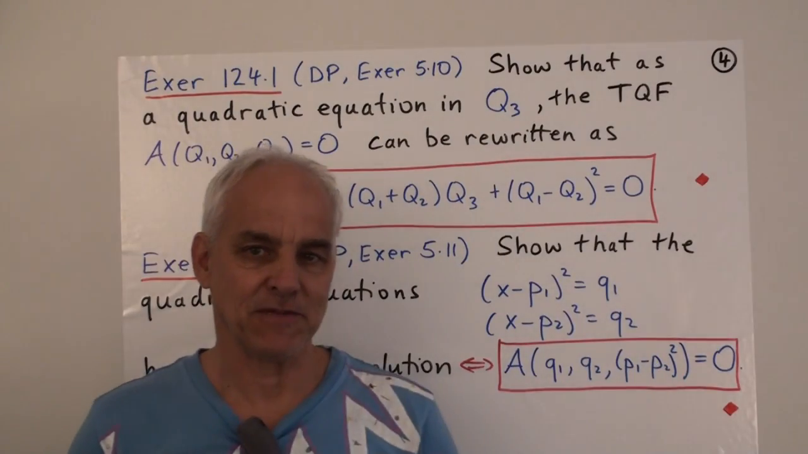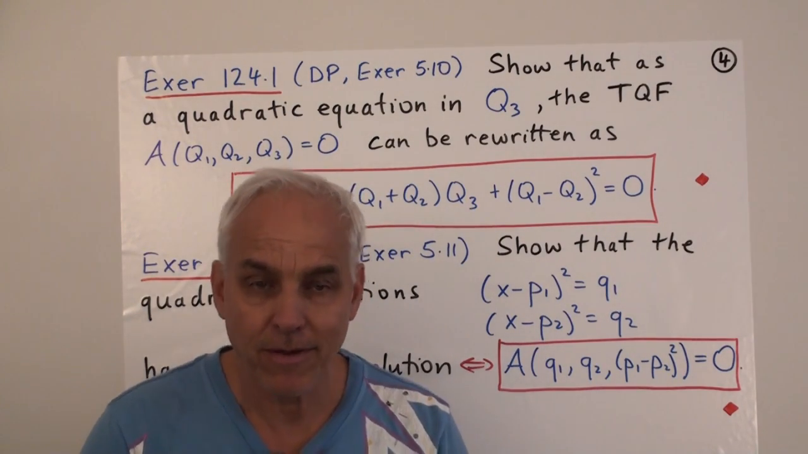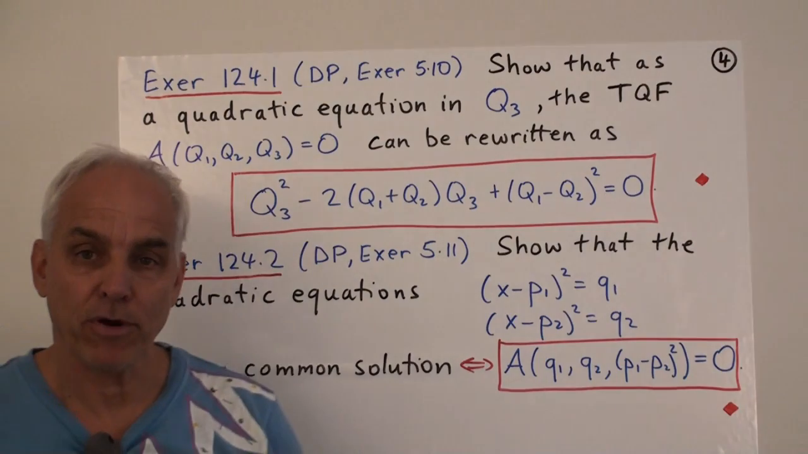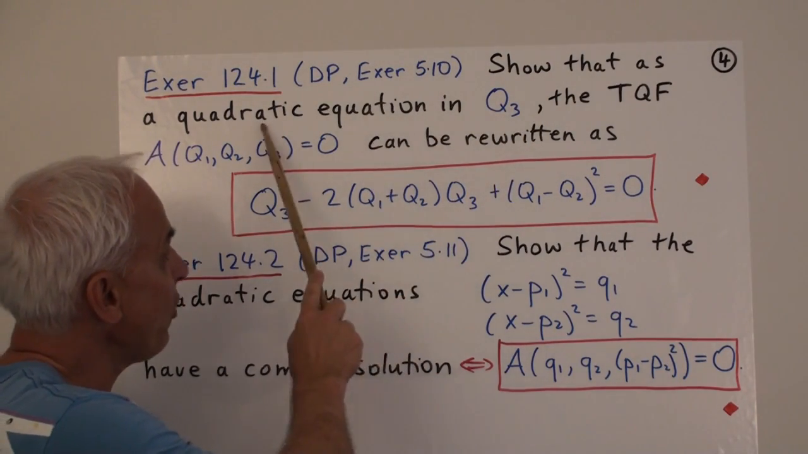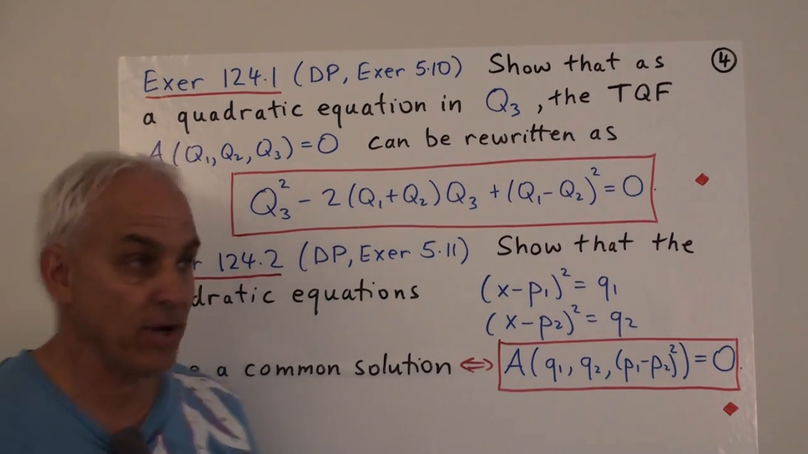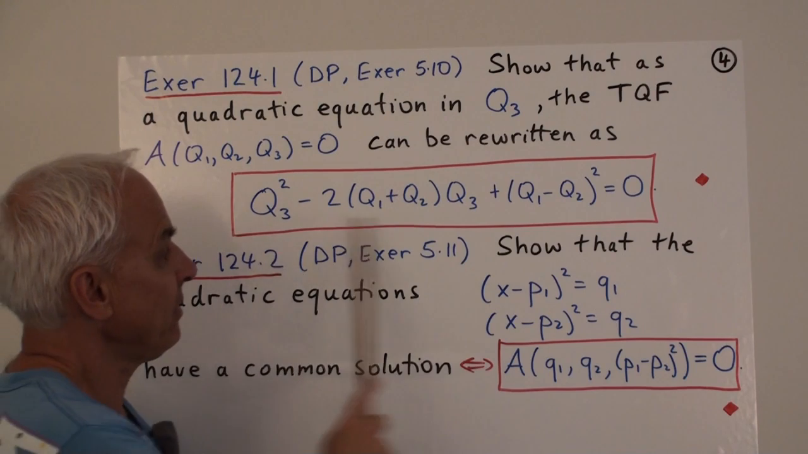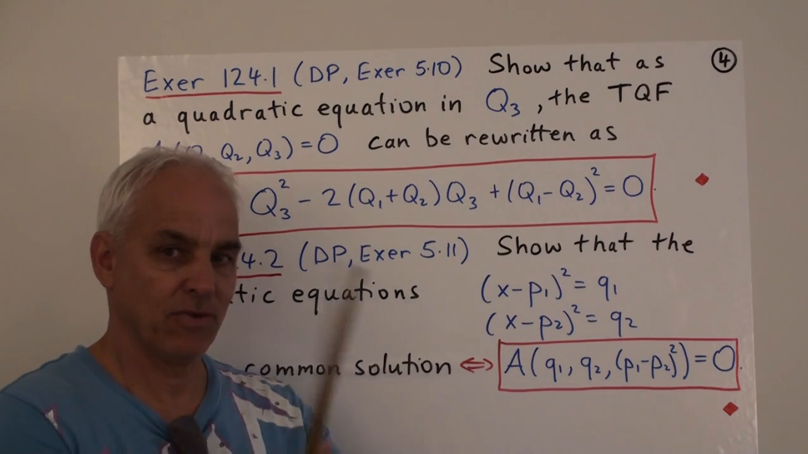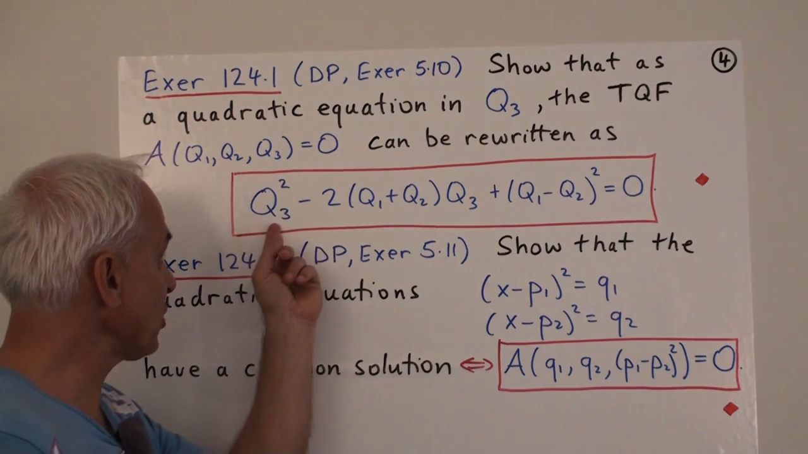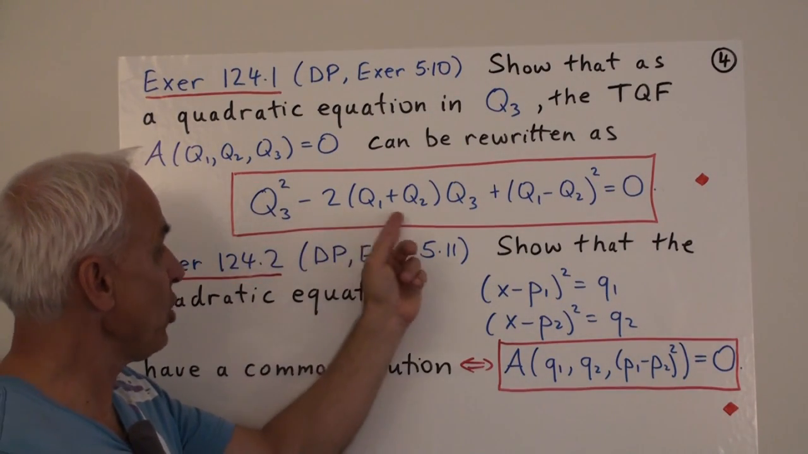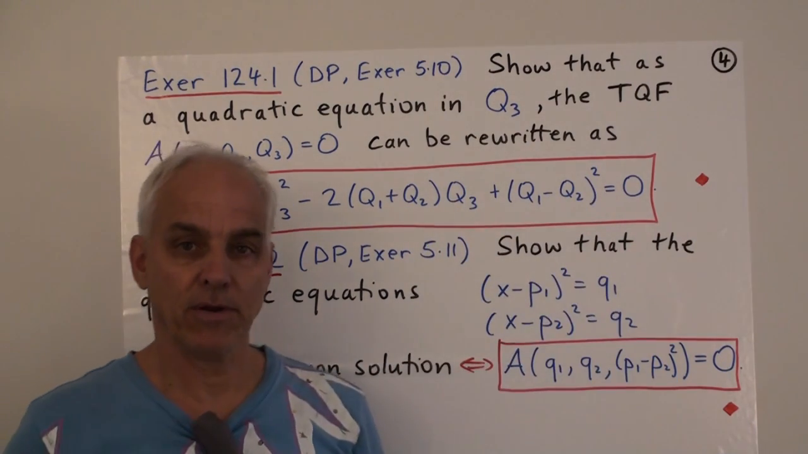Here are a few exercises for you to practice your algebraic skills in relation to the triple quad formula. They're also taken from my book. Alright, so the first one asks you to show that as a quadratic equation in, say, Q3, the triple quad formula can be rewritten in this way. We can just rewrite it so that it looks like a quadratic equation in Q3. Q3 squared minus 2 times Q1 plus Q2 times Q3 plus Q1 minus Q2 all squared equals 0.